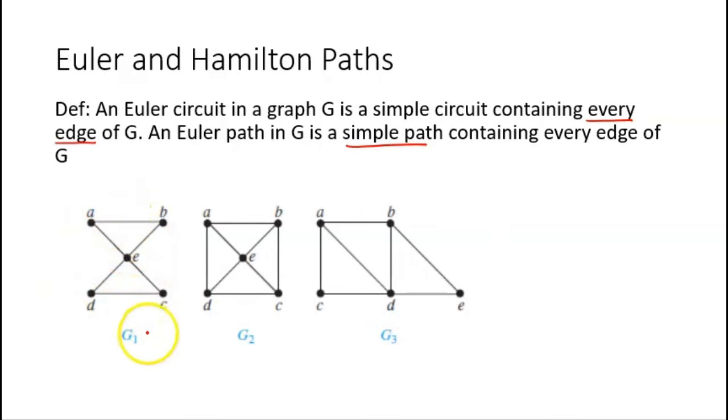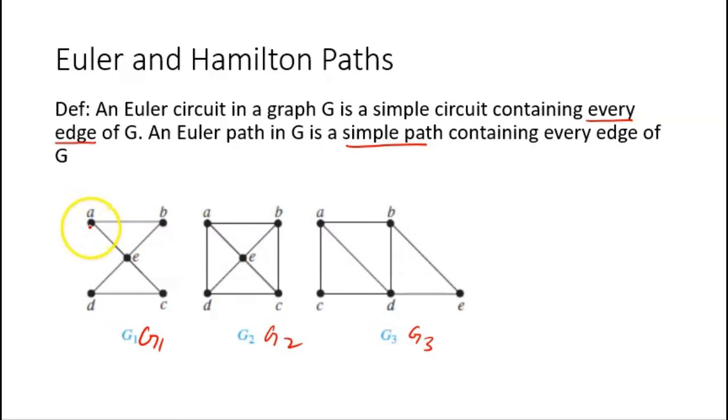We have 3 graphs, G1, G2 and G3, right? Let us look at them and decide whether these graphs have an Euler circuit or Euler path present in them. So let us first look at the graph G1. In G1, let us look for a possibility of a circuit in which every edge is traversed exactly once.